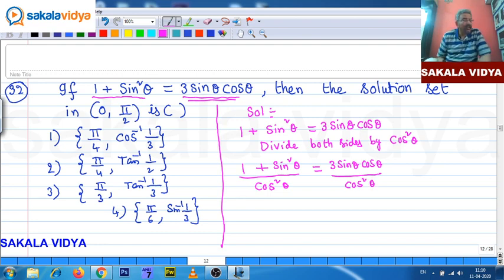How are we getting the x value? I didn't say the x value here, theta only.